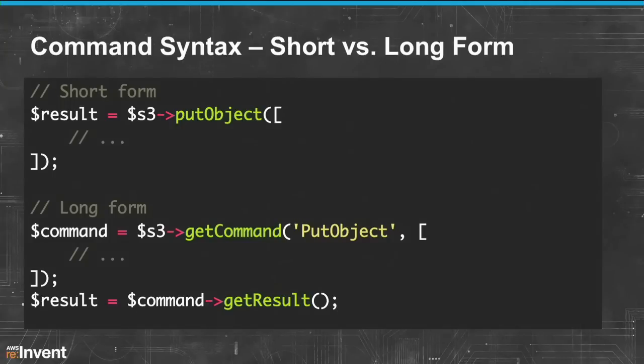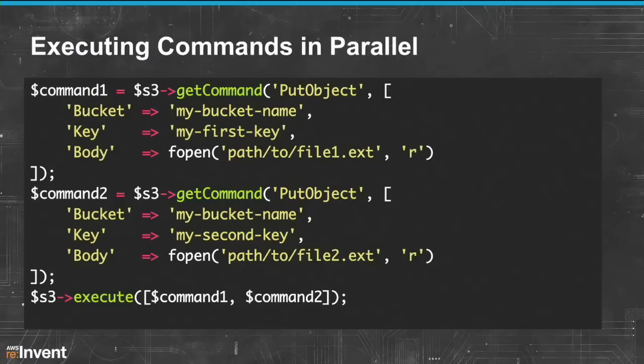The most awesome thing, though, about using the command objects is that this is how you can execute the commands in parallel. So in this example right here, we're creating two put object commands. We're not executing them yet. We're just creating the command objects. I'm going to upload two files, but we're going to do it at the same time. Instead of doing them one after another, we're going to do them at the same time, which should speed up that script that's doing that by quite a bit, actually.